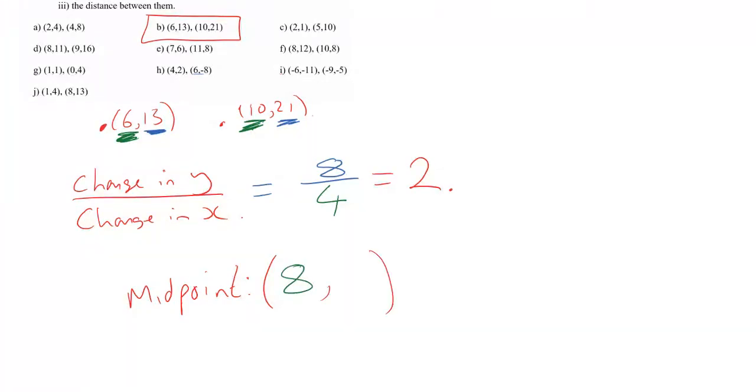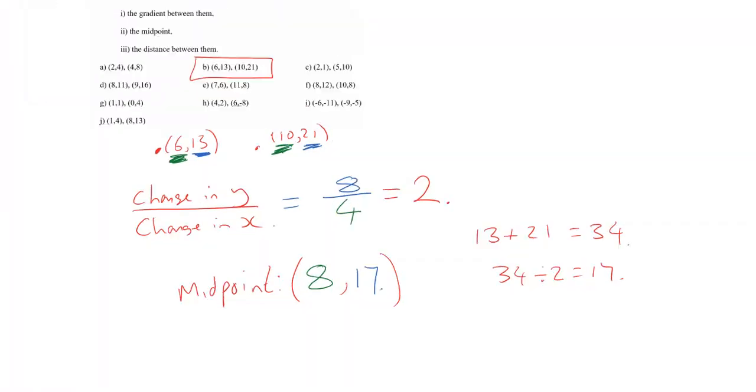Now, if we consider the y values, we've got 13 and 21. Now, it might not be obvious what the middle of 13 and 21 is. So there's a simple trick. You can add them up, 13 plus 21, and that's going to give us 34. And then we can divide that by 2. So 34 divided by 2 is 17. So it's like finding the average between those points. But either way you think about it, we're going to have that coordinate point of the midpoint there as 17. Okay, so midpoint 8, 17.